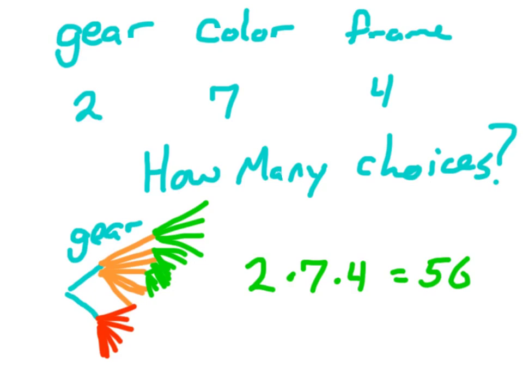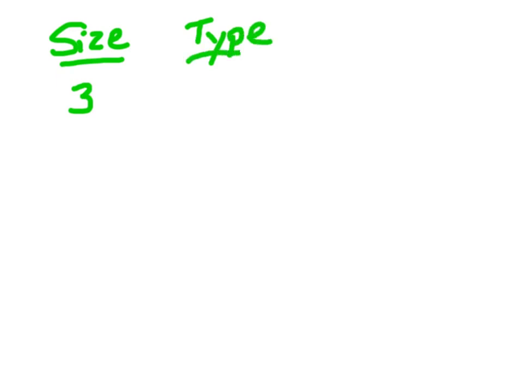So let me ask you a question now. I would like you to do this one. Let's suppose that you are going to make a pizza. You first have to decide what size pizza you want, and there are 3 possible sizes. There's small, there's large, and there's extra large. But once you pick which size you want, you then have to pick the type of pizza.